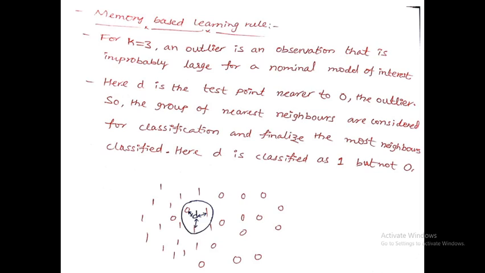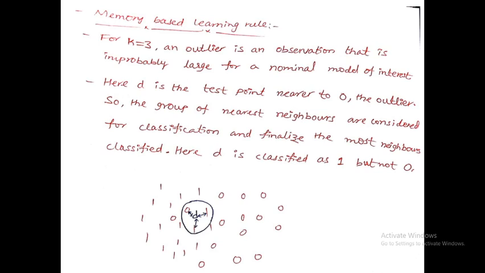For k equal to 3 means 3 groups of sets. The 3 groups will be combined into one classifier. An outlier is an observation that is improbably large for a nominal model of interest. Let us take k equal to 3. Generally we can take a larger group, but here we have selected only a small group, k equal to 3. We are thinking that the outlier is false in this k equal to 3 group.